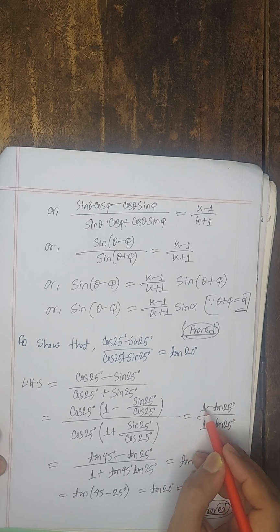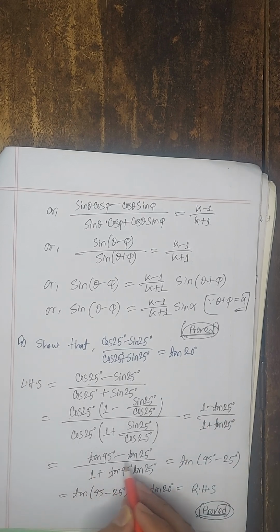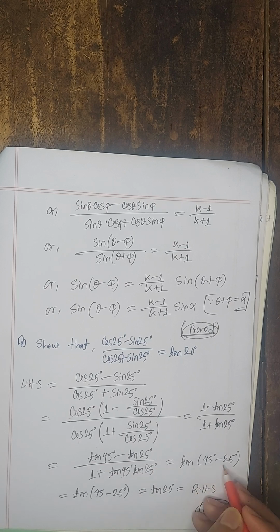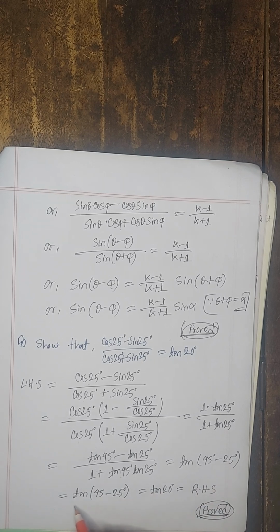We can write tan 45 instead of 1, then we get tan 45 minus tan 25, and in the denominator 1 plus tan 45 tan 25. From here we can convert this expression into tan(a minus b). From tan(a minus b) we get tan 20, which is our right hand side.